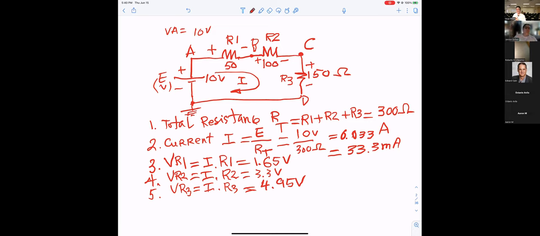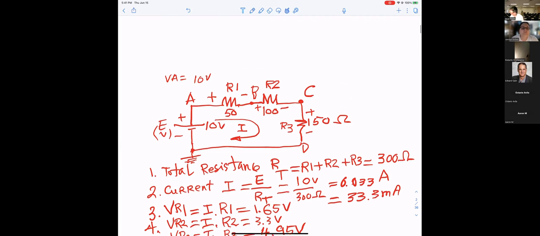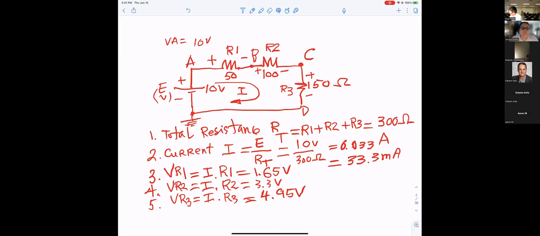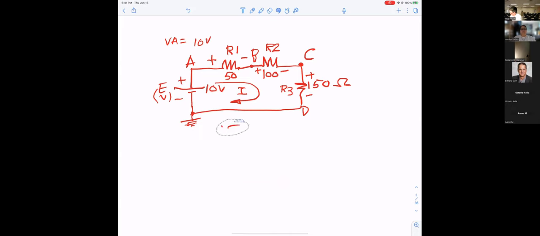Now, we're talking about how to measure the voltage, measure the current, or measure the resistance. When you're working on the lab board, you have to know how to do it. Okay, you know the DMM, digital multimeter.